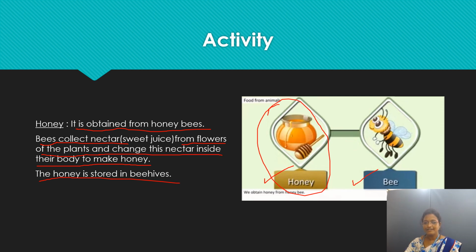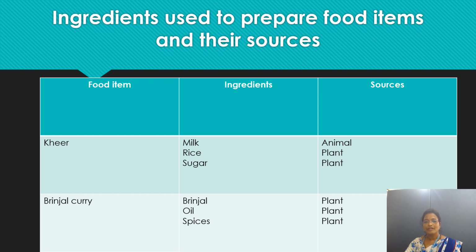Now we will move forward. Here the heading is ingredients used to prepare food items and their sources. Before, we studied only the food item and the ingredients we use to prepare it. One more column I have added here: sources. From which source do we get it? We should come to know, no? Like we are getting milk; from which source, either plant or animal?